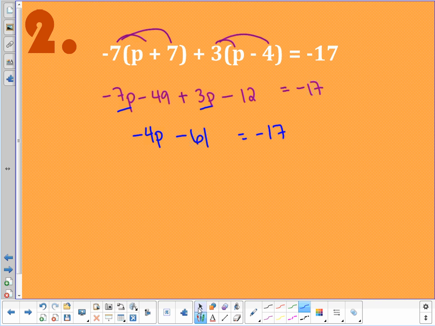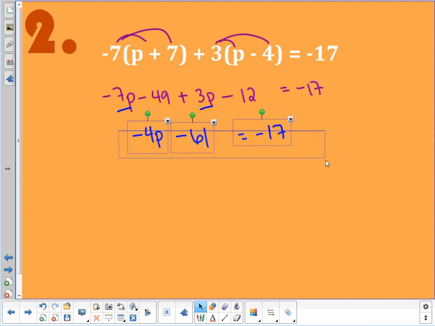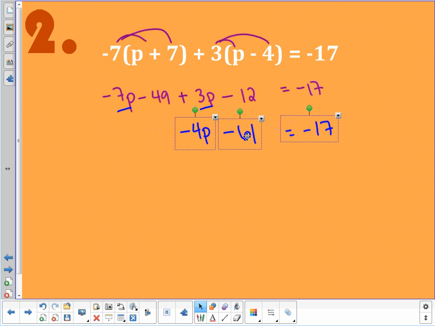I usually try to line up my equal signs there. I didn't do a very good job of that, so I can slide that over, but I think it's helpful if you try to keep your equal signs all together.